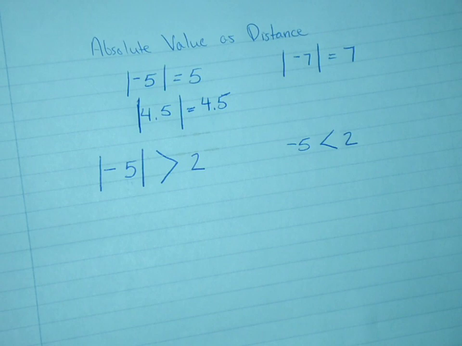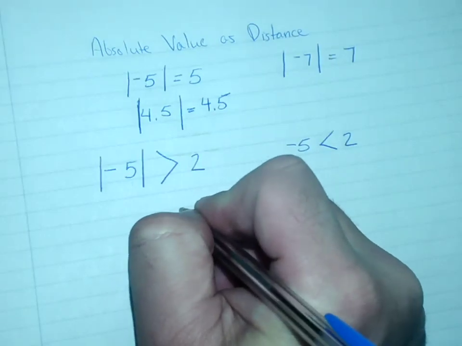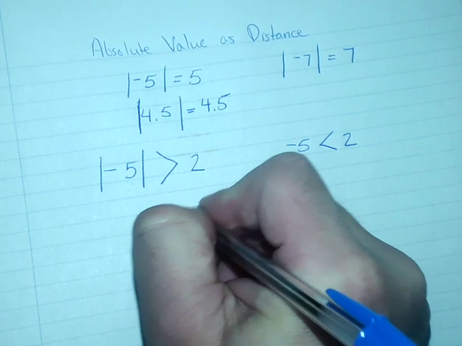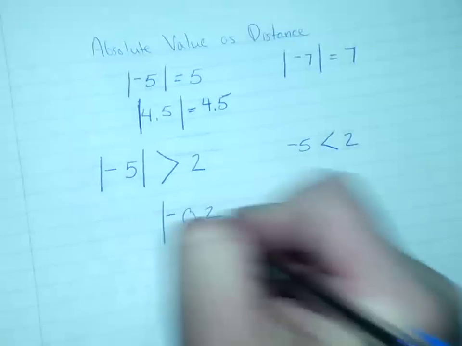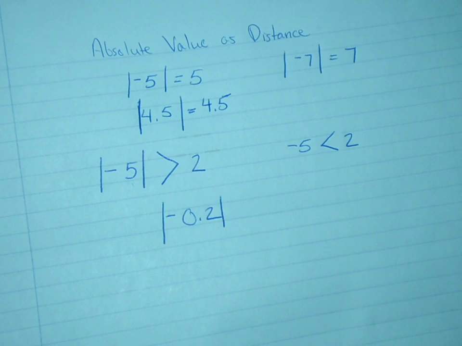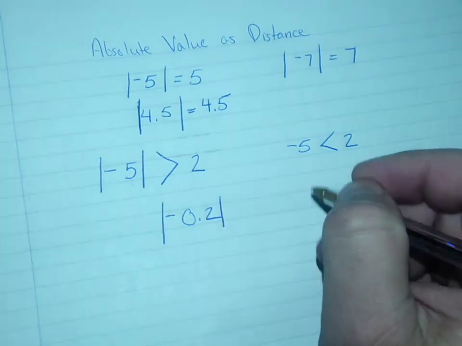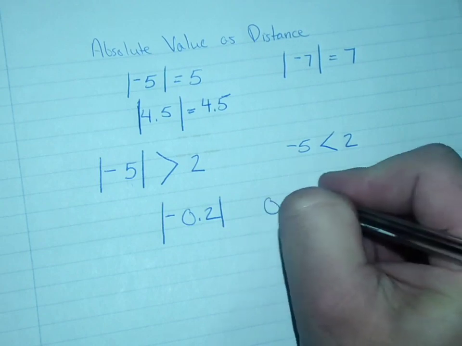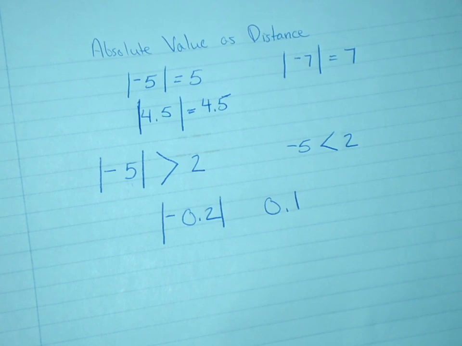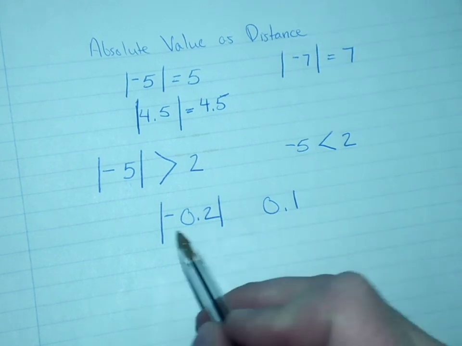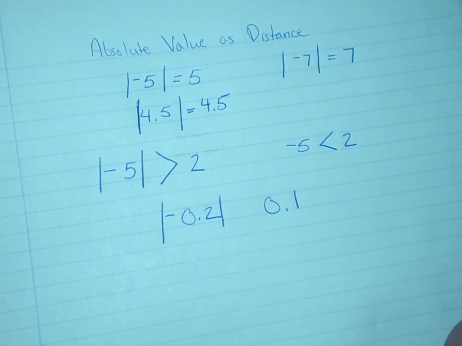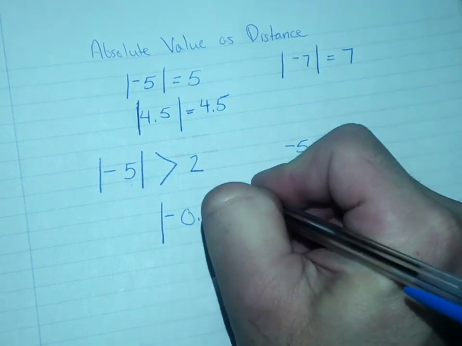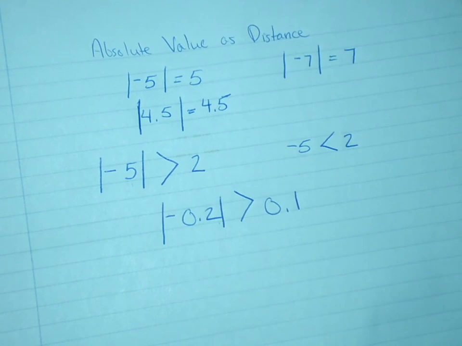So a couple more. The absolute value of -0.2, and I would say, is it greater than, less than, or equal to 0.1? And you can think about that for a second. The absolute value of -0.2 is greater than 0.1.